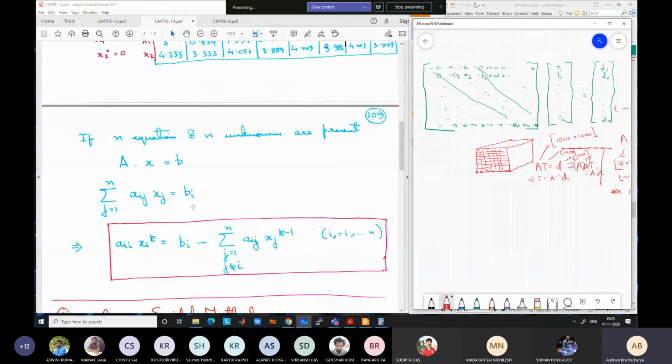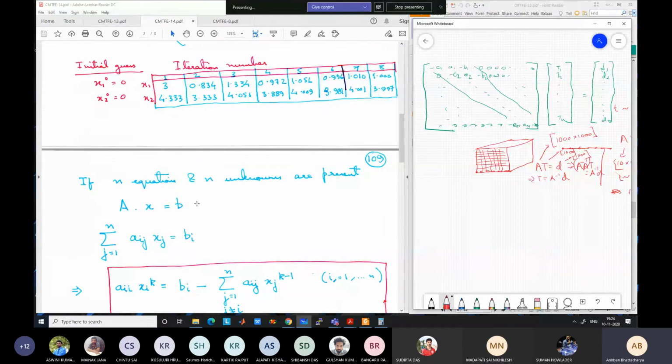Similarly for i equal to 2, you can write the second row multiplied by the same vector, which will give you the second value. So a21 into t1 plus a22 into t2 plus a23 into t3, a24 into t4 up to a2n into tn is equal to b2. So in general, the summation for j equal to 1 to n of aij xj is equal to bi for i equal to 1 to n. That I have missed here; I should write for all i equal to 1 to n. So that represents this equation in ij form.